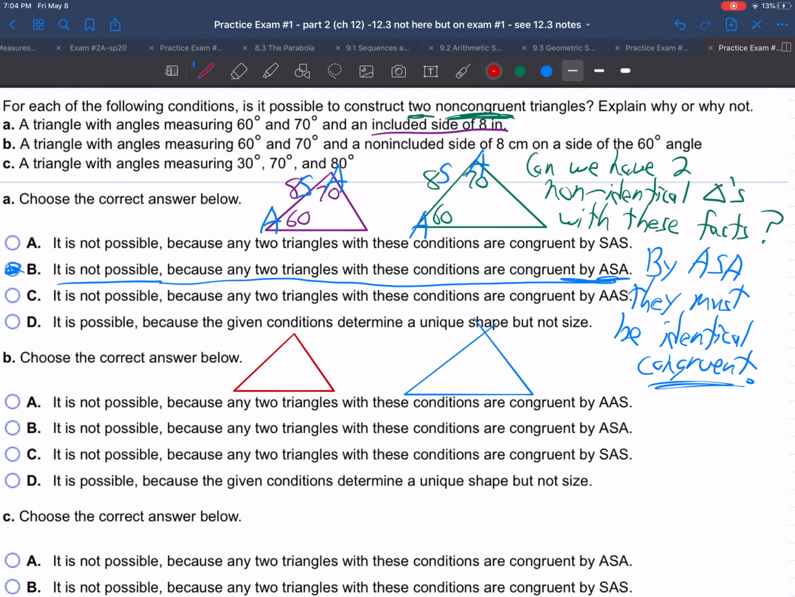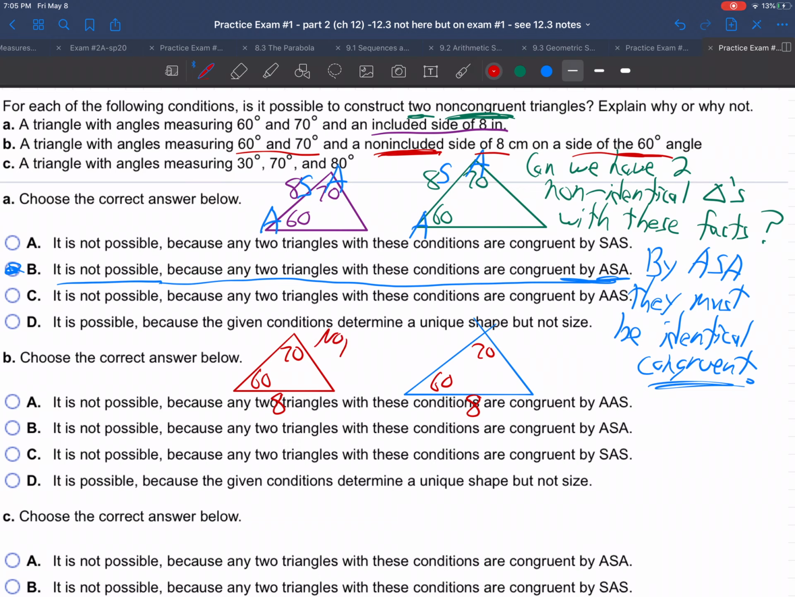So on this first one, what do we got? Angles measuring 60, 70. So we got a 60 and a 70. And a non-included side. So some side over here like 8. Oh, 8 that's on the side of the 60. Oh, it can't be there. It'd have to be down there. It's got to be on the side of the 60. That makes sense. It had to be one of these two because that's a side of the 60, but it can't be between. It's non-included, so it'd have to be down there. So can you also have a 60, 70, and an 8 down there? Can you have that and those two be different?